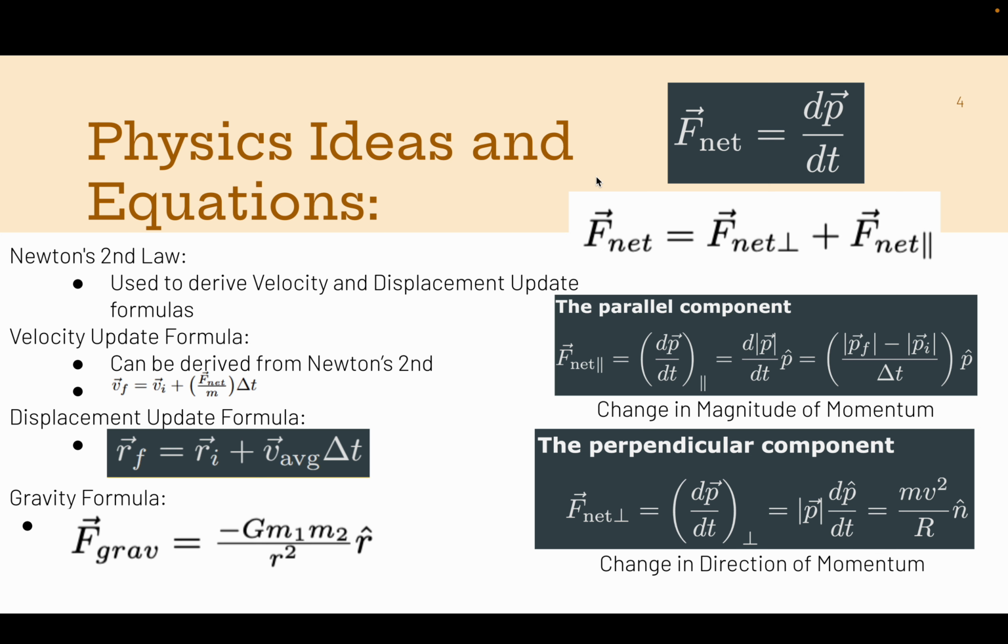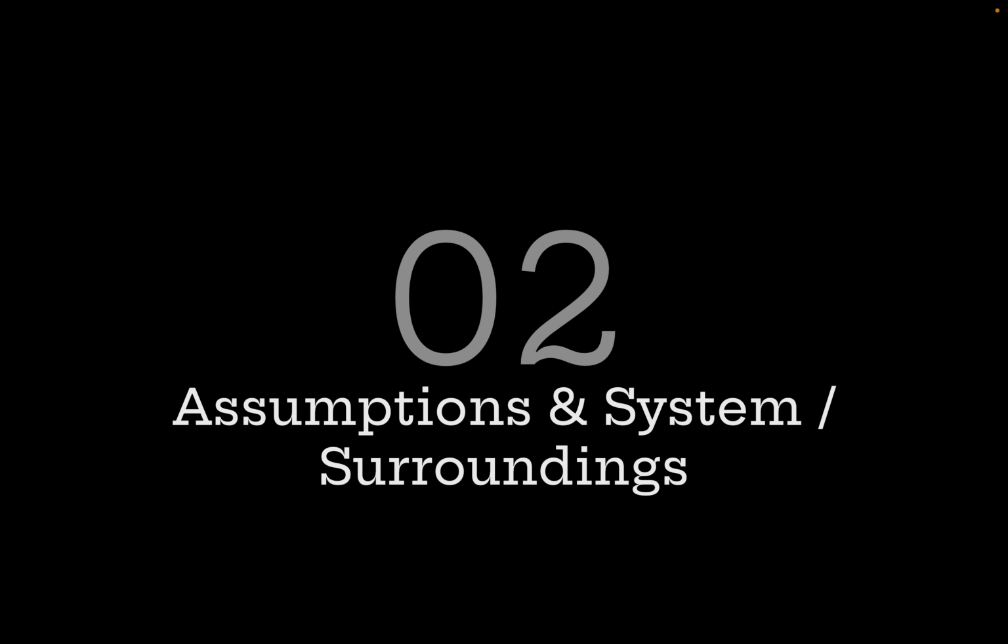We have the velocity and displacement update formulas that are derived from this law. The gravity formula: F grav is equal to negative G, the gravitational constant, times mass 1 times mass 2 over distance squared, times the unit vector of the distance vector. F net equals dp over dt, or F net perp plus F net parallel. The parallel and perpendicular components represent the change in magnitude of momentum or the change in direction of momentum of some system.